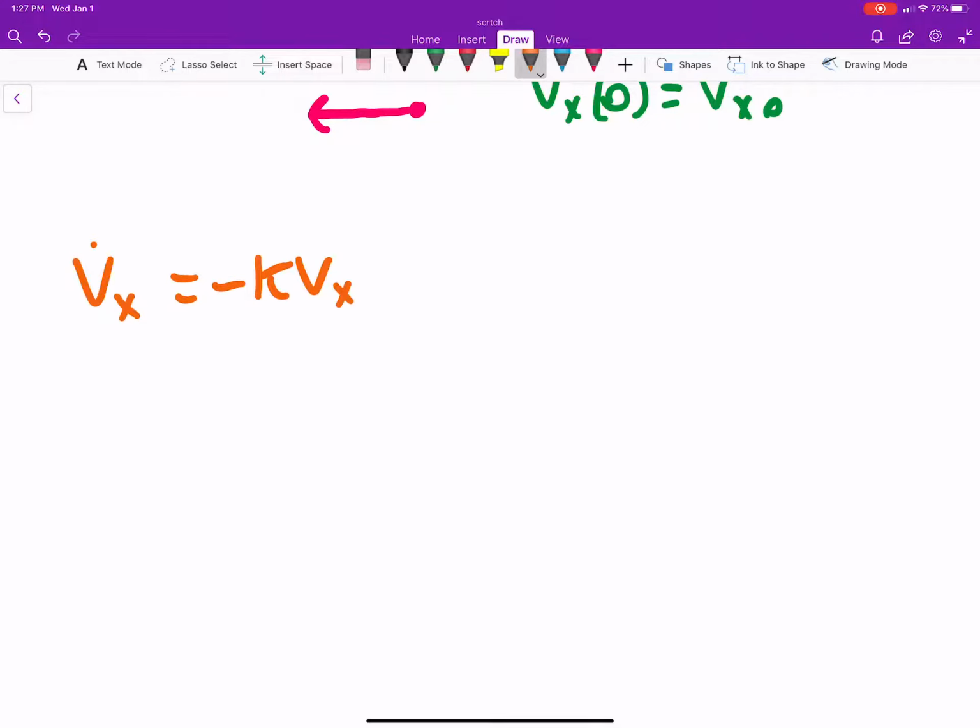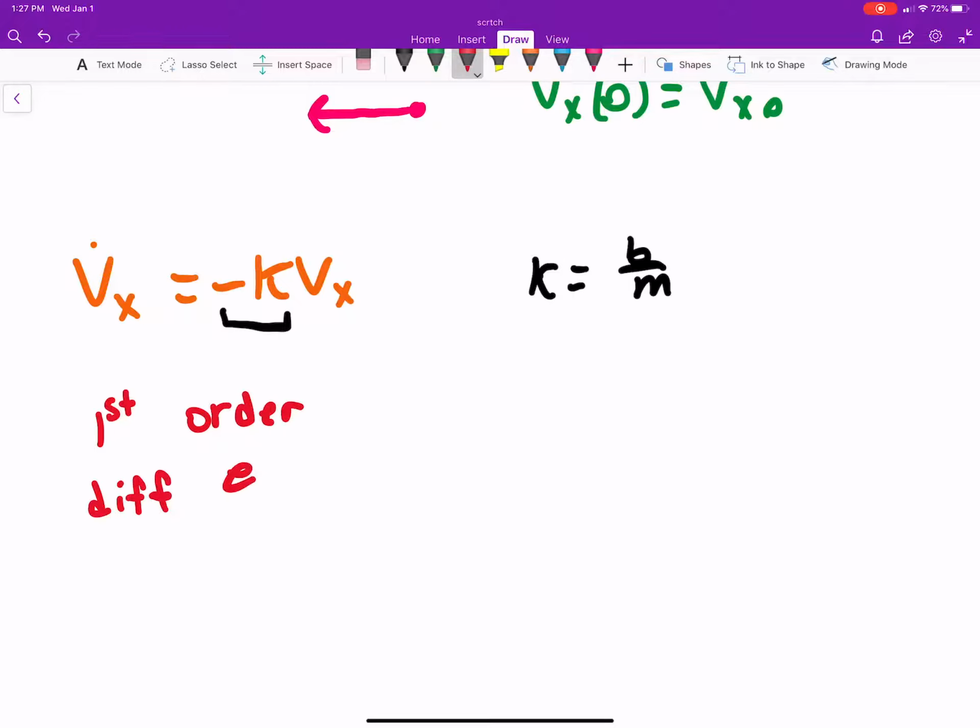Okay, so let me address some of this. k is just b over m. So the b was the coefficient with drag, and m is when we divide over. So that's all that is. Now, once again, this is a first order differential equation because, again, it's just a first derivative.